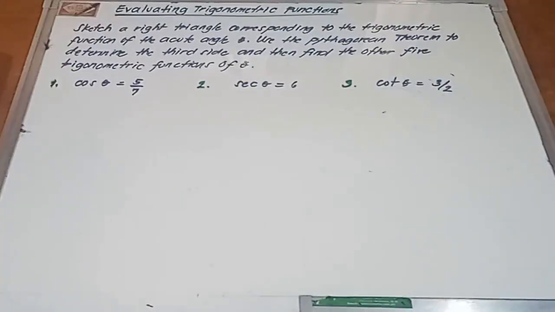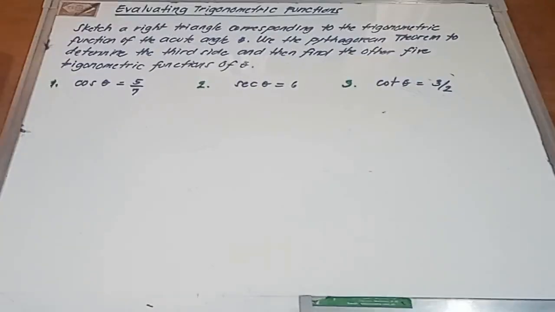Okay, it says, sketch a right triangle corresponding to the trigonometric function of the acute angle theta. Then use the Pythagorean theorem to determine the third side and then find the other 5 trigonometric functions of angle theta. So, kung napag-aralan na to nung grade 9 or in grade 8, parang review na lang ang mangyayari sa atin for this topic.